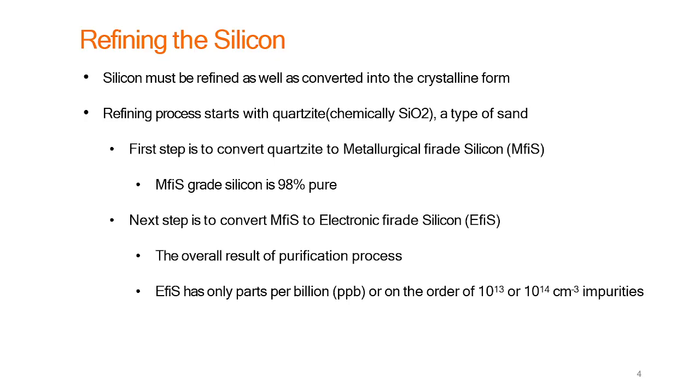Okay. So refining of silicon, first what you need to do. There are two methods. One is metallurgical-grade silicon, MGS, and next is electronic-grade silicon. Silicon is mainly available in the form of quartzite. Quartzite is chemically silicon dioxide, which is one type of sand only. So those steps, the chemical reactions, I told you.